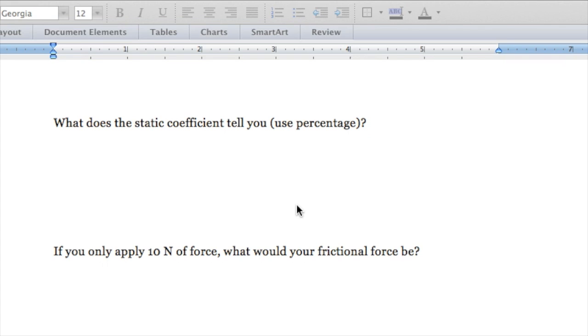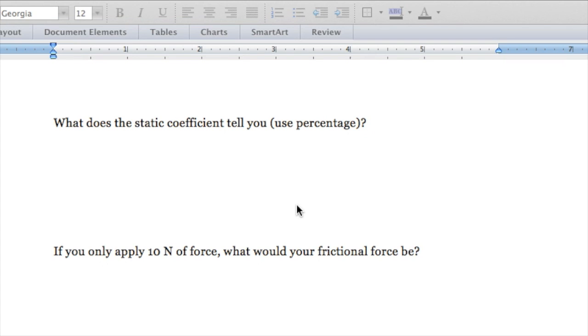Alright, now to the next question. This one, if you only applied 10 newtons of force, what would your frictional force be? This one is one of the difficult questions. This is why I'm very hesitant just to give you guys equations to use, because you have to understand what's happening in the physics of it. You cannot just go ahead and punch numbers in. Okay, the math is there to support the concept. The math does not drive the concept.